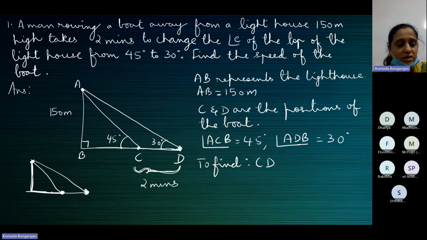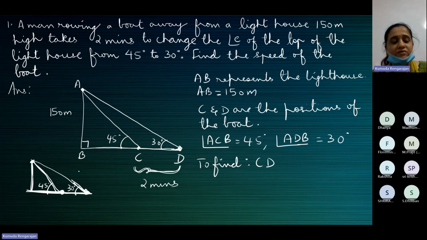This is the horizontal. The observer is here. So this is the horizontal and this is the line of sight. Angle of elevation 45 degrees. The observer is here. So this is the horizontal and this is the line of sight. Angle of elevation 30 degrees.